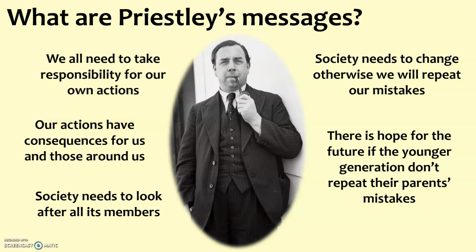Firstly, we all need to take responsibility for our own actions. Like the Birlings refuse to take responsibility. Quite famously, Mrs. Birling keeps saying, I can't have any responsibility for what happened to the girl. Beneath that, our actions have consequences for us and those around us, and the Birlings are certainly taught that throughout the play as well. They see what happens to them as well as those that they've impacted on.